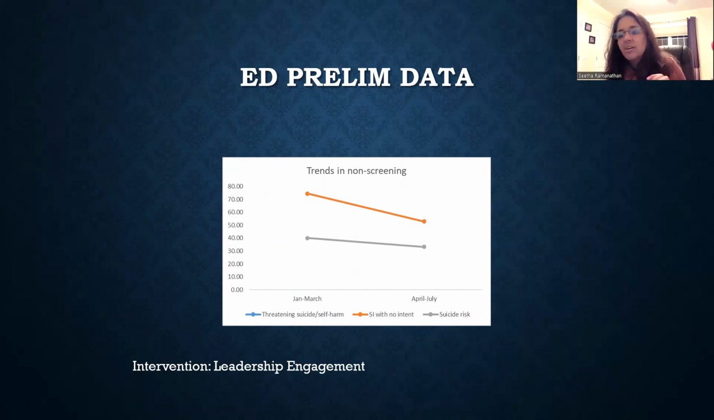January to March, this was last year, we saw how many patients presenting to the emergency department were not being screened. Obviously, it was high. It was around 50. I want to flip the numbers. I should remember the numbers more. It was higher. 37% were being screened, so around 63% were not being screened.